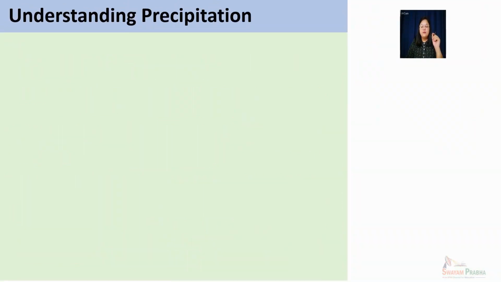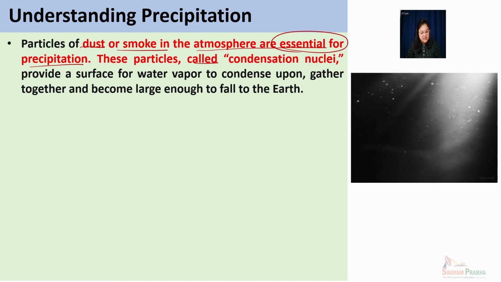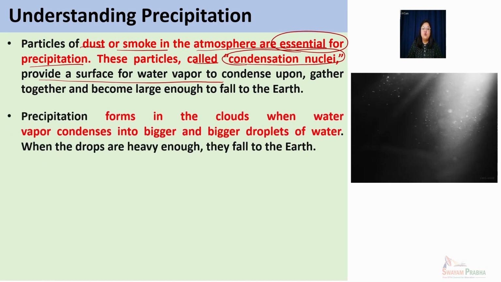So one of the prominent baseline factors for precipitation to happen is the presence of particles just like dust or smoke in the atmosphere, which are very essential for precipitation. Why? Because these particles, which are also called condensation nuclei, provide a surface for water vapor to condense upon, gather together, and become large enough to fall to the Earth's surface in snow or water droplet form.